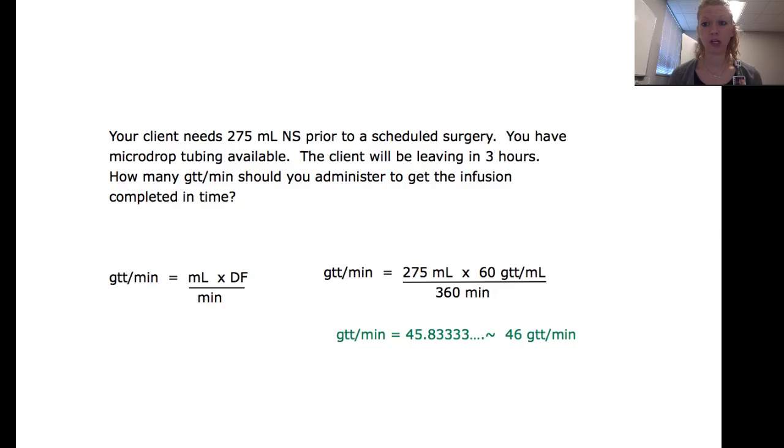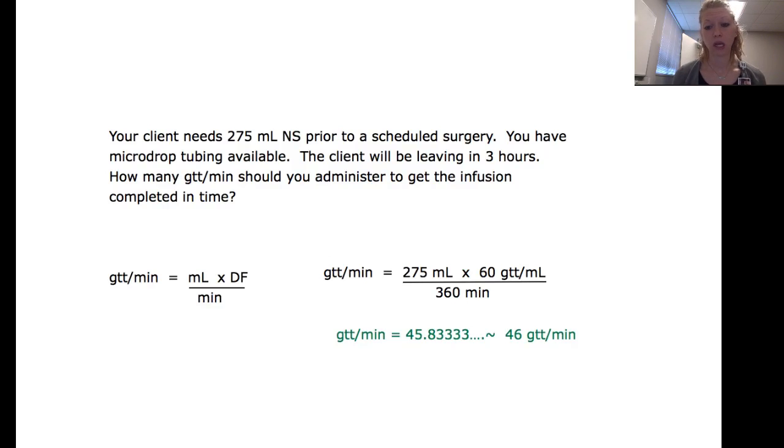Every time I do a drops problem, I use the same equation, so I'm just going to pull that out verbatim. Drops per minute will always be equal to my total milliliters times my drop factor divided by my time in minutes. So for this problem, I'm going to give 275 milliliters of normal saline, and it's going to be using micro drop tubing, so I know my drop factor is that 60 drops is equal to 1 milliliter. So I've got 275 times 60 on the top, and I'm going to divide it by my time in minutes. Now I said that I just take my hours times 60 to convert over to minutes. So 3 times 60 is equal to 360 minutes.